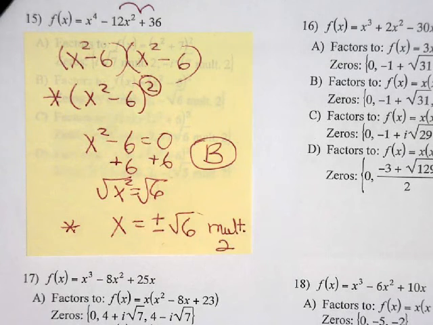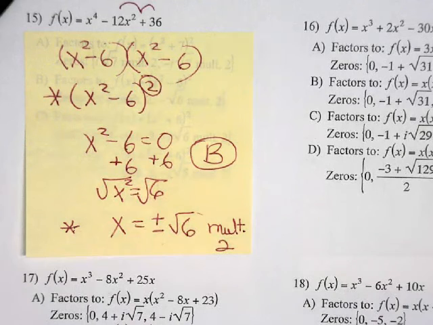Looks like it. A is out, there's a 7. D is out, there's a 5. C is out because they have I's. So there's no I that happened here.